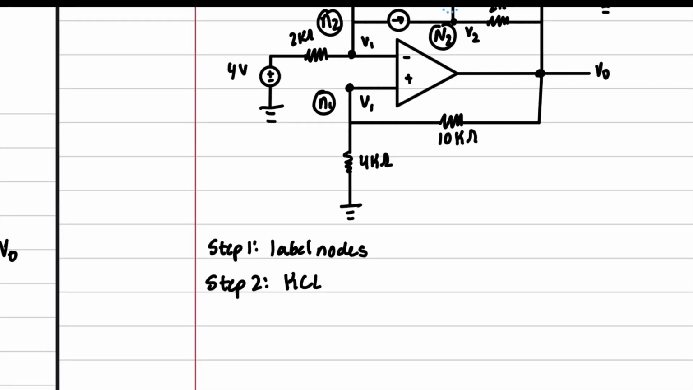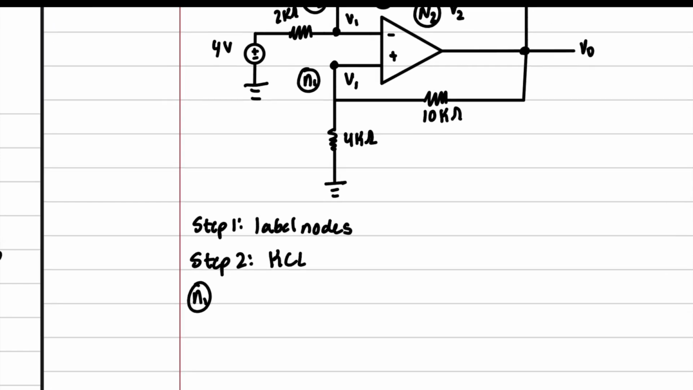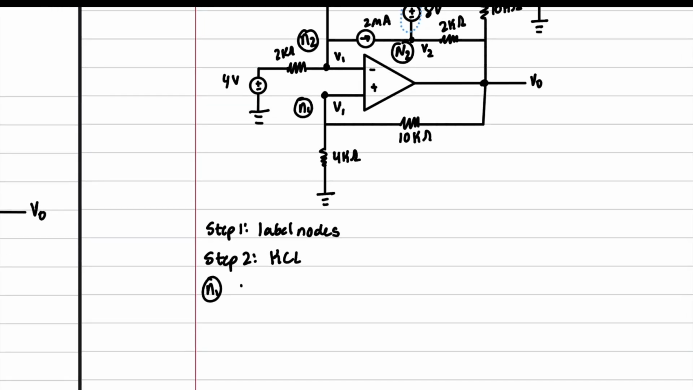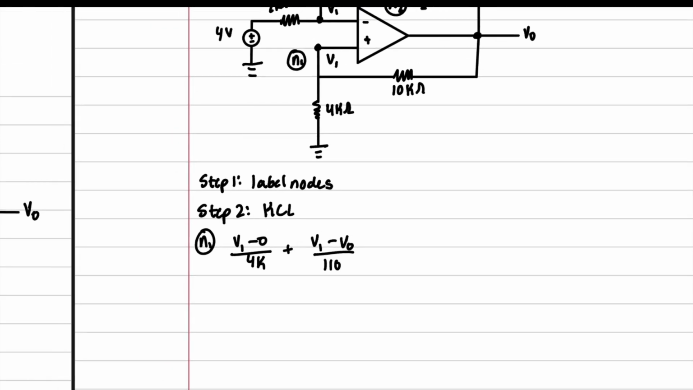First at node 1, we are going to get V1 minus 0 over 4k. I'm just going to leave off the ohms, and just put 4k as a placeholder for 10 to the third, plus V1 minus V naught, because we have this right here, over 10k.